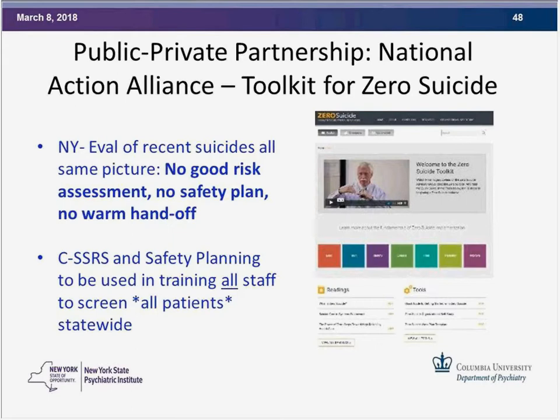And the second part of the Zero Suicide Toolkit that's very important is what we call safety planning. And so in New York State and in other places, different hospitals and communities that are zero suicide models, they've embraced both the CSSRS and safety planning. And at the end of this webinar, I'll tell you when the next webinar is going to be, which is going to be a training on this safety planning model.